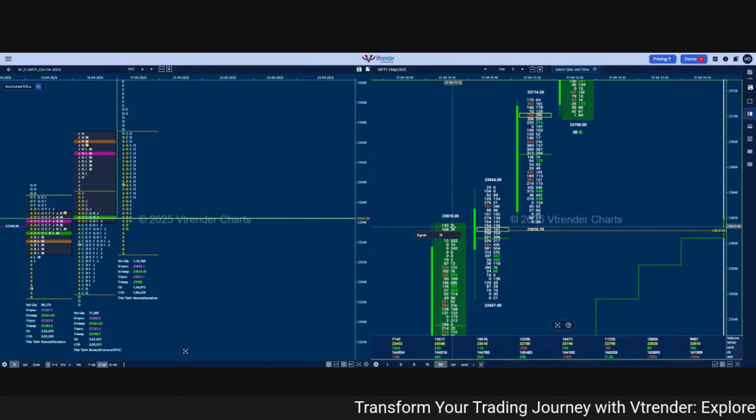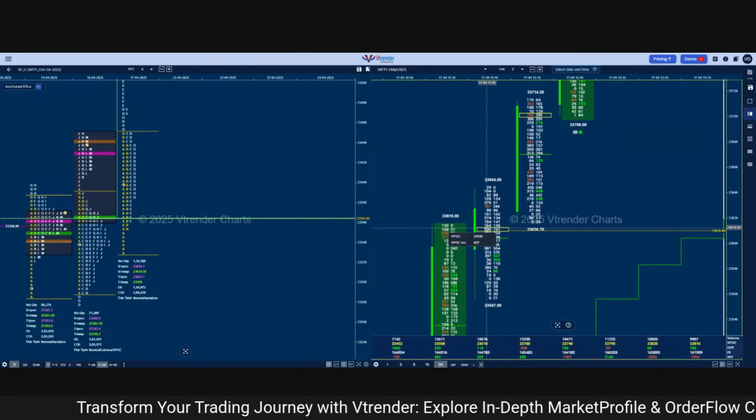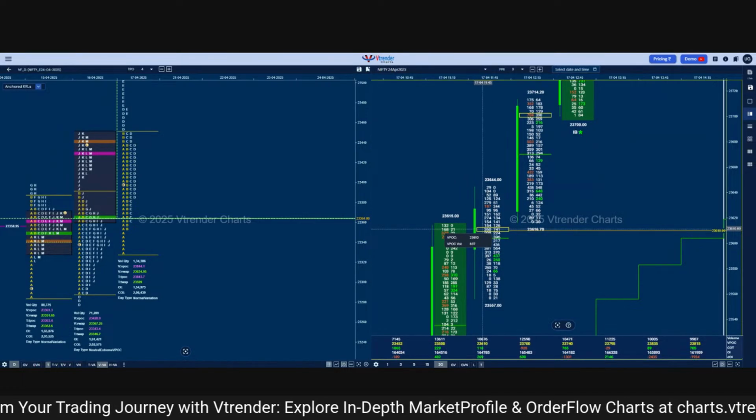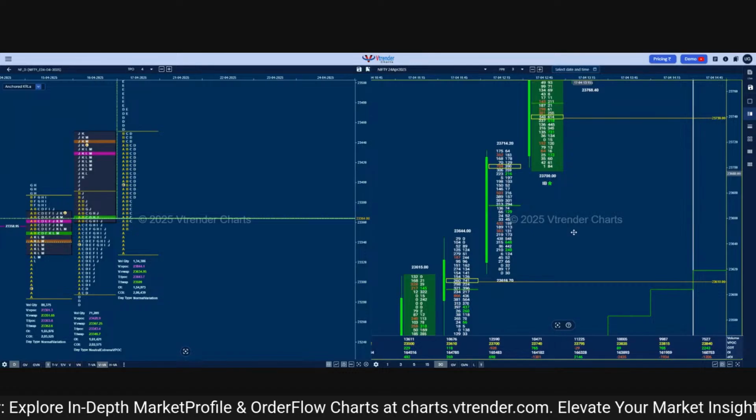So this is very close to the entry point. This is the POC of a 30-minute bar, so it holds an important reference. So this 23610 can become our TSL once you have booked profit.